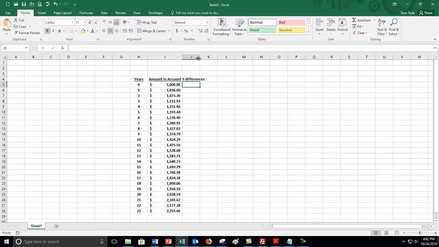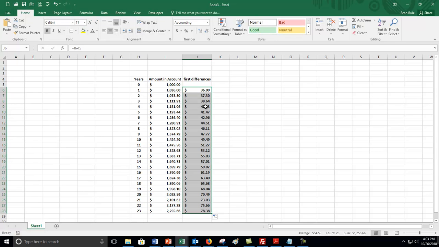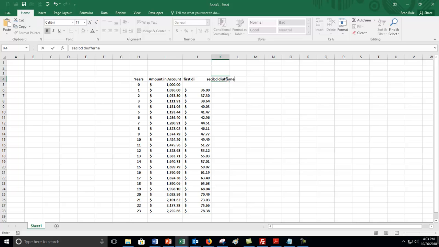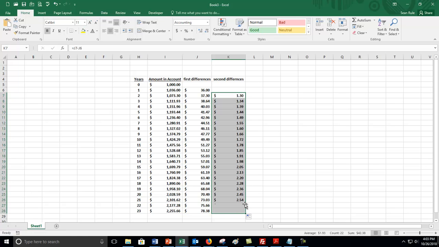Okay, so this is what we did with linears. So if we do this number minus that number, then drag that puppy down. Notice they're getting bigger each year. There's a pattern. They're getting larger. It's not a linear pattern. It's also not a quadratic pattern, because if it were a quadratic pattern, second differences would be constant. We can do that minus that, and you'll notice that they're not the same either.